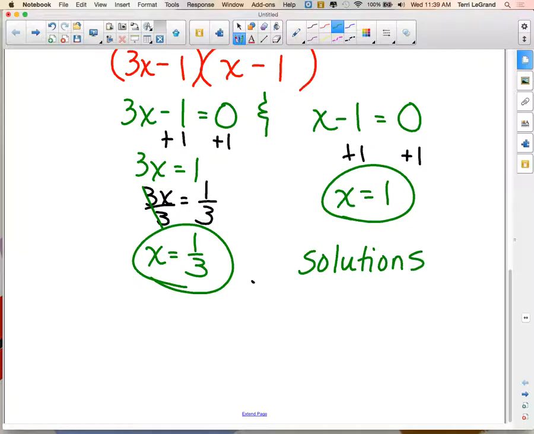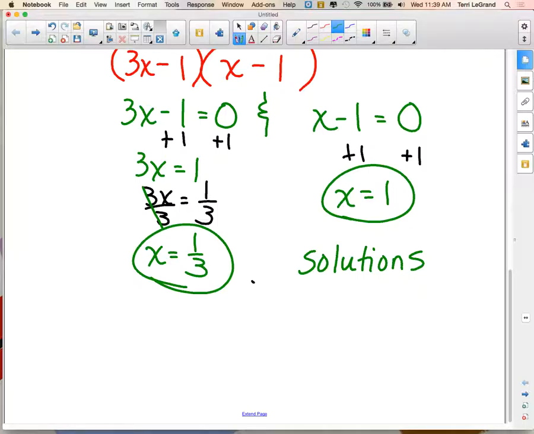Now, I'm starting to see some people do this. Write a parenthesis with 1/3, comma 1. We can't write it that way. Parentheses with a number, comma, another number is reserved for what? What's that called? Coordinate. And ordered pair, and they have 2 coordinates in it, so we can't write it like that.